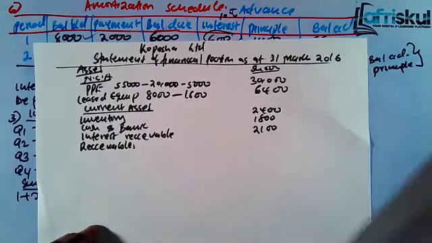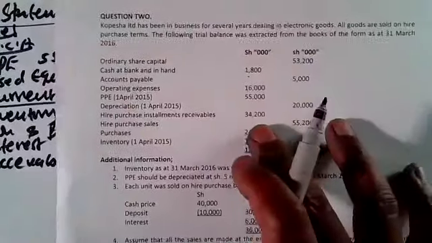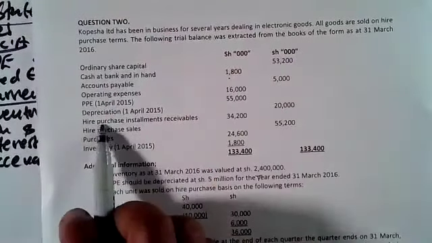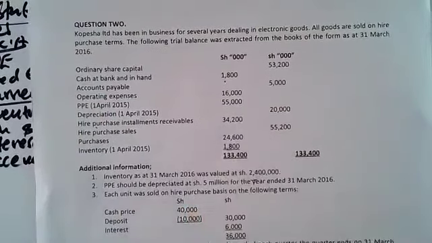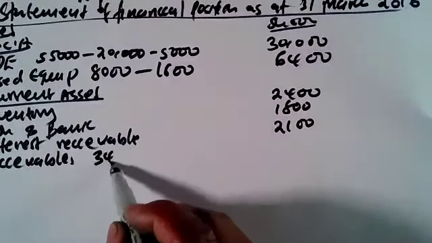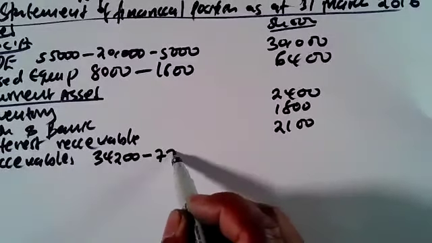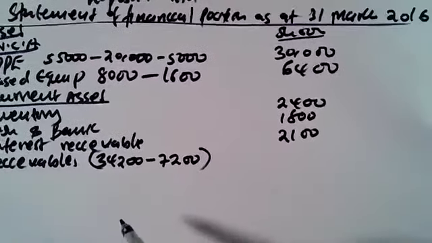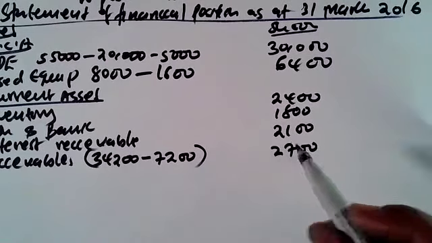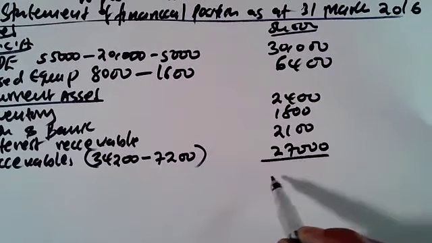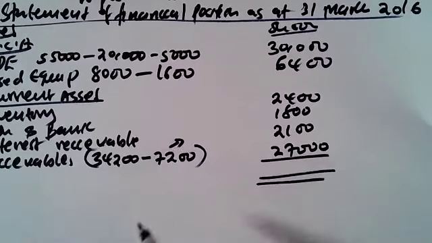Now for the account receivables, we are here: hire purchase installment receivable, it's 34,200. So it will be 34,200 minus 7,200, and it remains 27,000. This 7,200 has come from here.